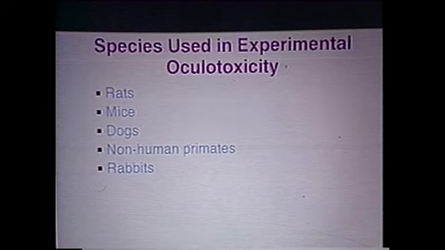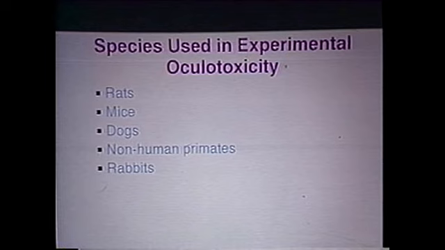Non-human primates are used in special circumstances to answer specific questions, and their use is not routine in terms of safety evaluation. And rabbits, of course, tend to be confined mainly to eye irritation studies, and we'll cover that subject a little later on.